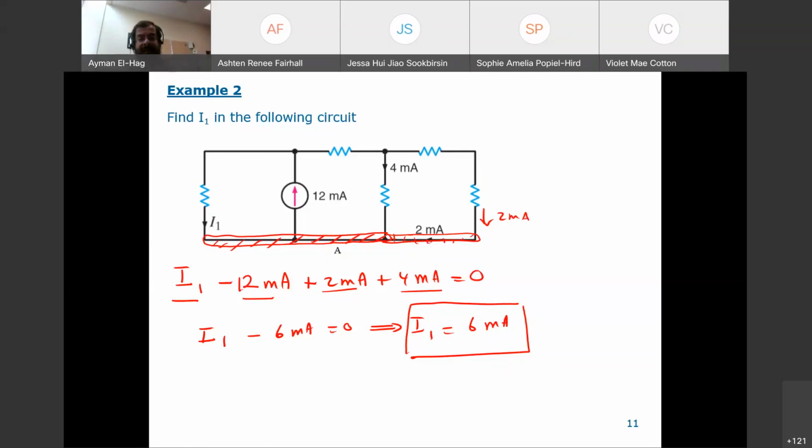So here I1 enters the node, it's positive. Okay, but this 12 leaves the node. It's going away from the node. It's not going towards the node, so this becomes negative. This 2 amps is going to the node. This 4 milliamps is going towards the node, so these are positive, and this is the only one that is negative because it's going away from the node. Hopefully that clarifies things.